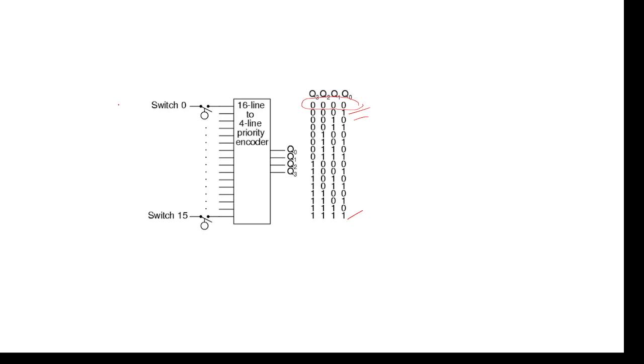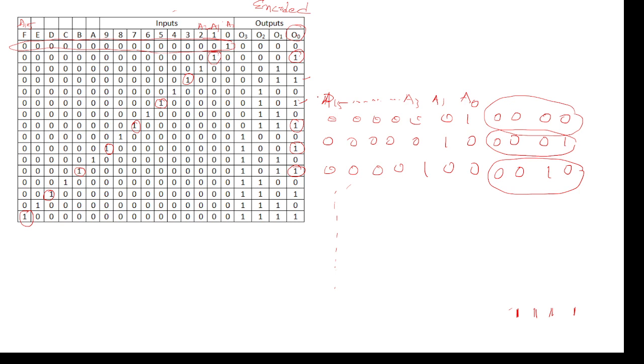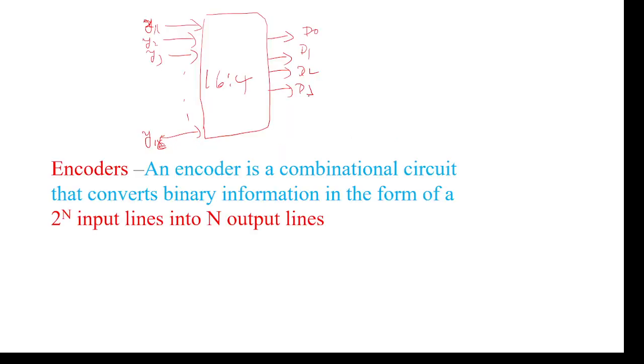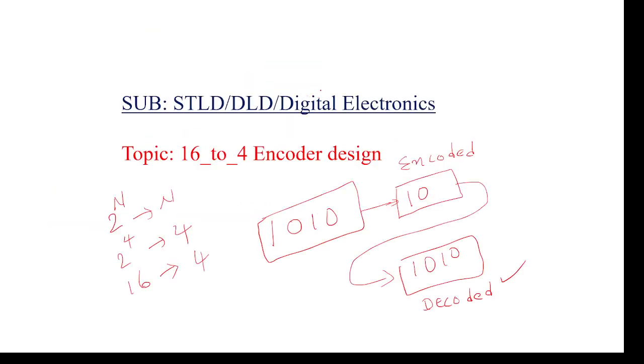So here you can see there are 16 input lines, data lines, converted into 4 output data lines, which is called a 16 to 4 encoder. So this is about the encoder. One form of code converted into another form is called an encoder, or else 2 power n input lines are converted into n output lines.